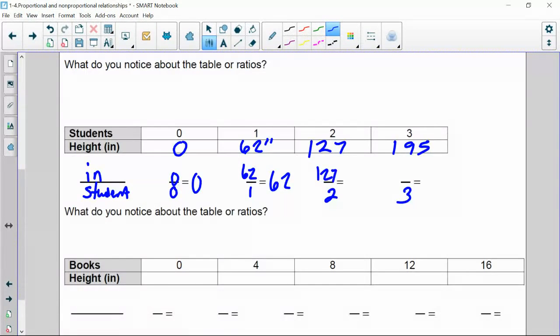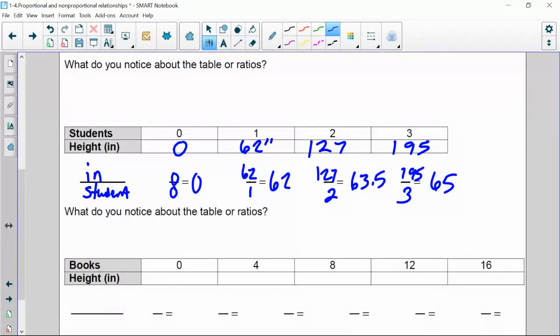127, but what is 127 divided by 2? That's actually 63 and a half. And then 195 being divided by 3 is 65.